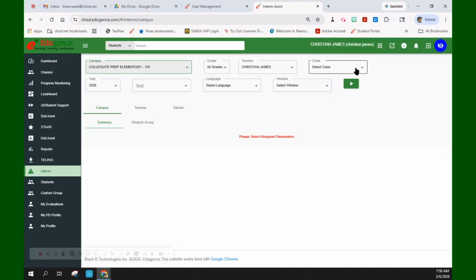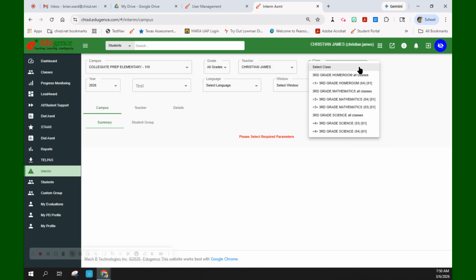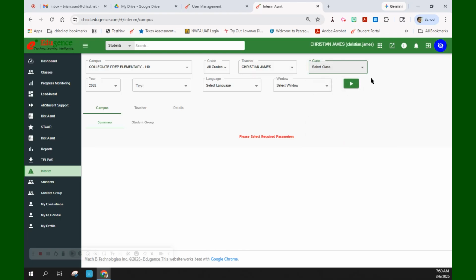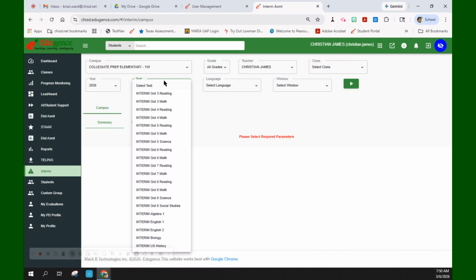Now, if you wanted to select a specific group, you could, if you wanted to break it up that way. But if you wanted to look at all your kids, then don't select a class. Here's where it gets very important. Number one, make sure the year is set to 2026. The test is going to be interim and your grade. So interim grade 3 reading.